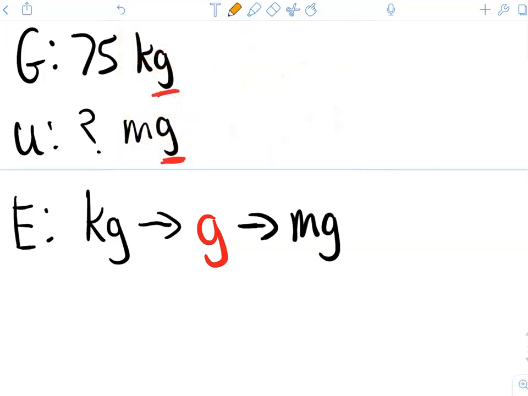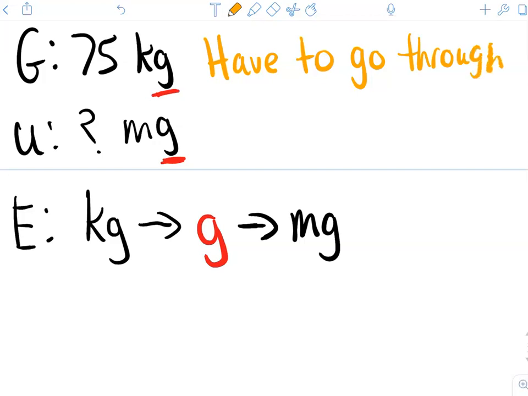So you want to write yourself a note that you have to go through the base unit. So again, you can't just go kilograms to milligrams. If you do, you'll get the problem wrong because your factors will not work out right. Okay? You have to go through the base unit.